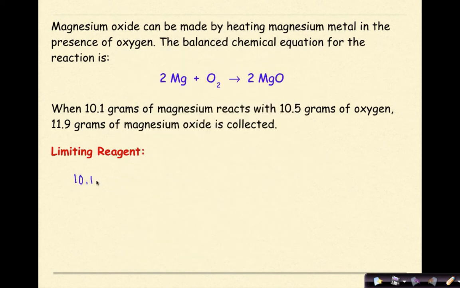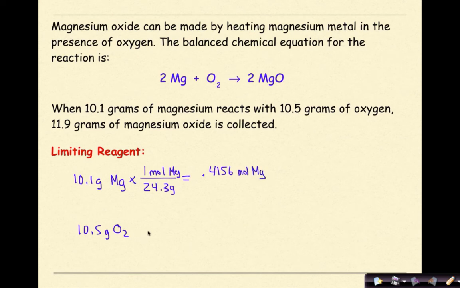So 10.1 grams of magnesium and 10.5 grams of O2. I'm going to convert these into moles. 1 mole of magnesium is equal to approximately 24.3 grams of magnesium, and if I work this out, I get 0.4156 moles of magnesium. Let's do the same thing for oxygen. 1 mole of O2 is equivalent to 32 grams of O2.